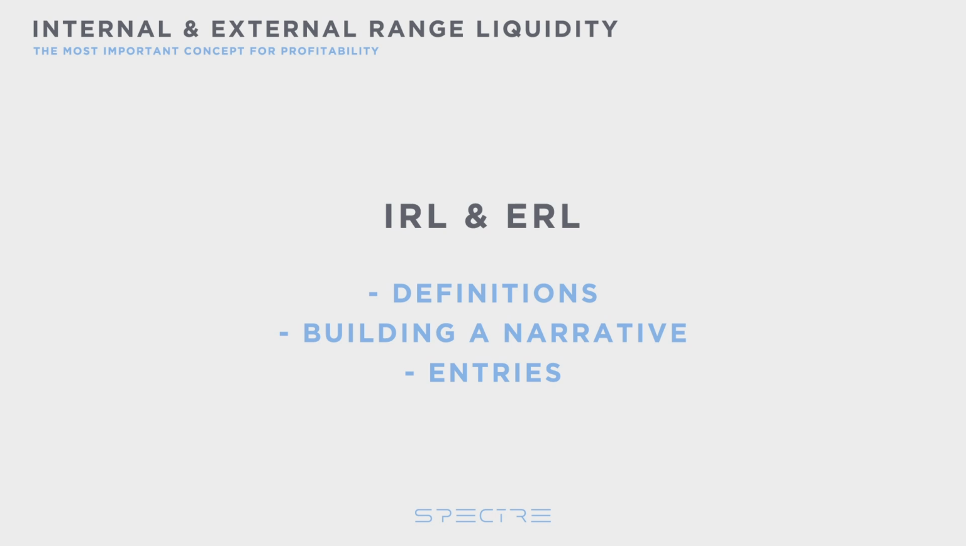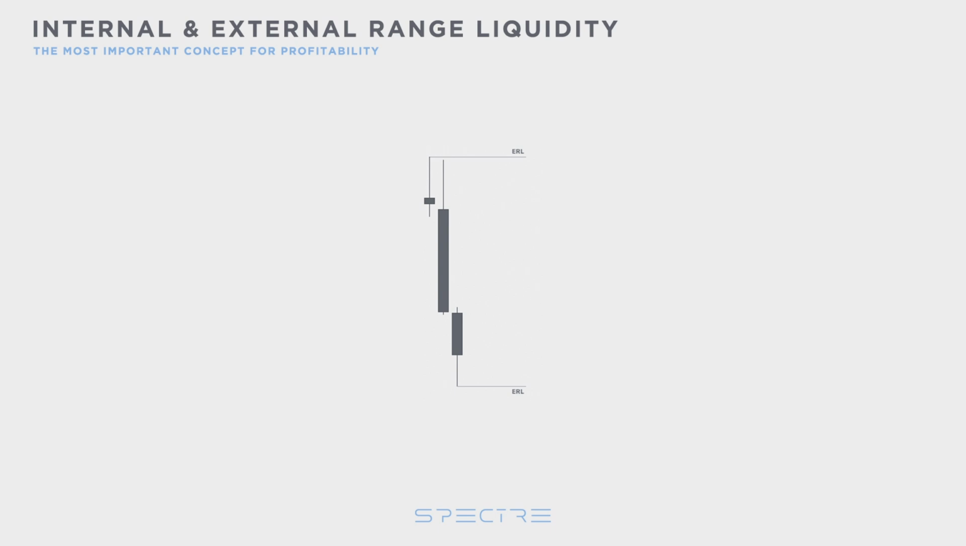Let's get started. External range liquidity are simply the swing points in a range. So in this example, the swing high and swing low marked out in this range is the external range liquidity. Internal range liquidity are the imbalances or fair value gaps in the range.